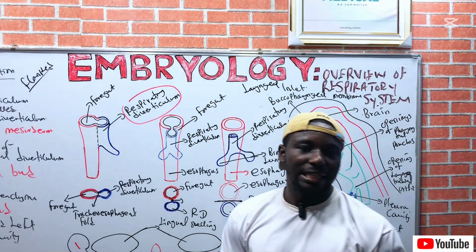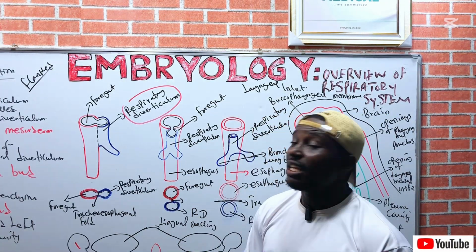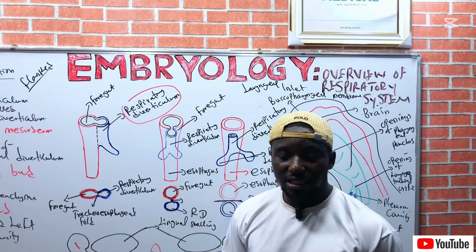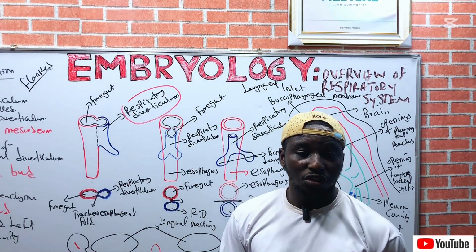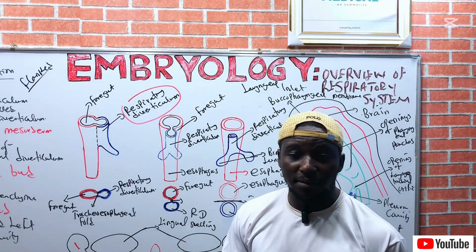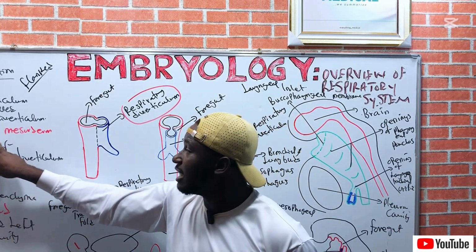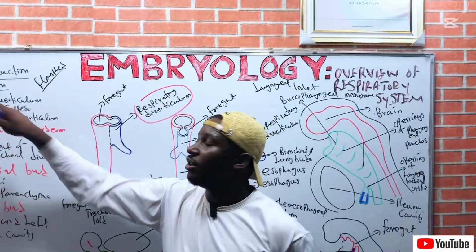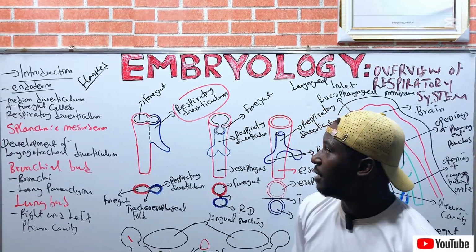You have to understand that I've said previously that the structures such as the cartilages, the connective tissues, and the muscles of the respiratory system develop from the splanchnic mesoderm. They do not develop from the what? From the endoderm. So that is how it is being formed.